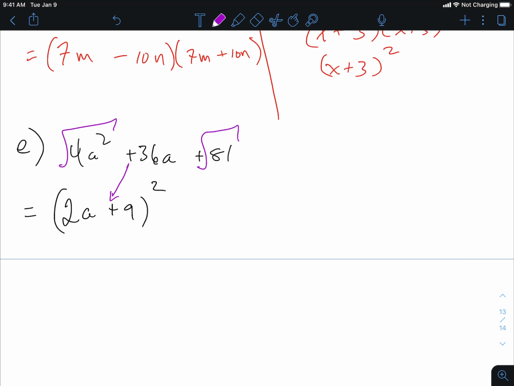Instead of trying to do this, two numbers that multiply to, what's 4 times 81? I don't even know. 4 times 81. And add to 36. I'd prefer you not to try and do that. Just recognize things for what they are. It saves you time. Any questions?